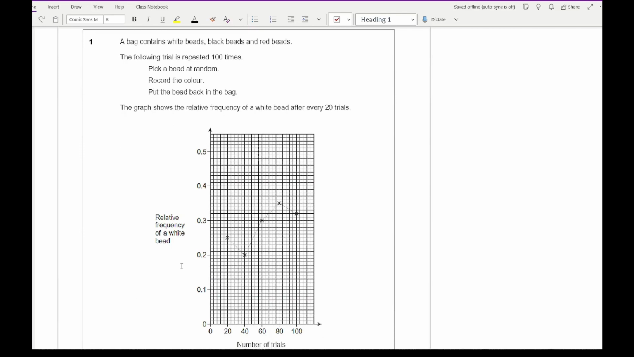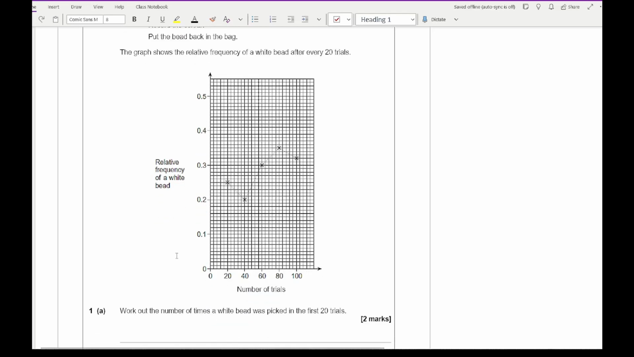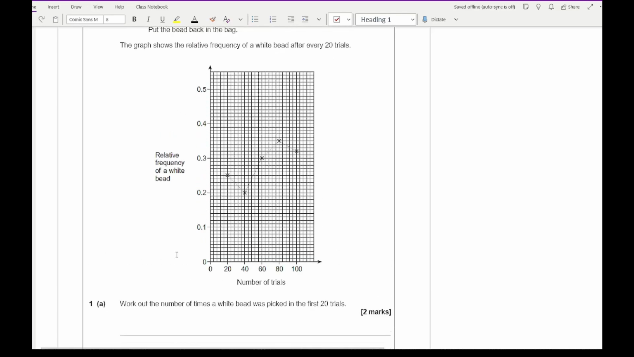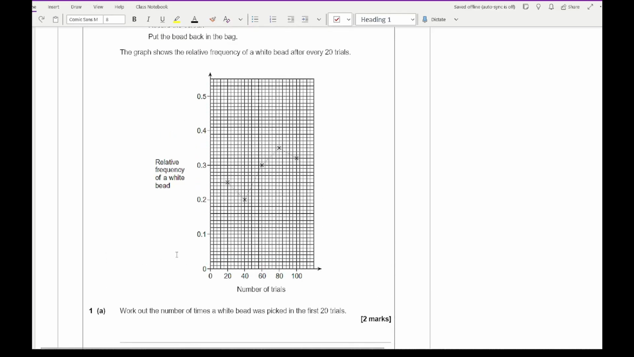So you pick a bead at random, record the colour, put the bead back in the bag, and the graph shows the relative frequency of a white bead after every 20 trials. And it says work out the number of times a white bead was picked in the first 20 trials. So for this, what we need to do is first of all find 20, which is just there, and then we're looking for the point at that particular point, which is just here.